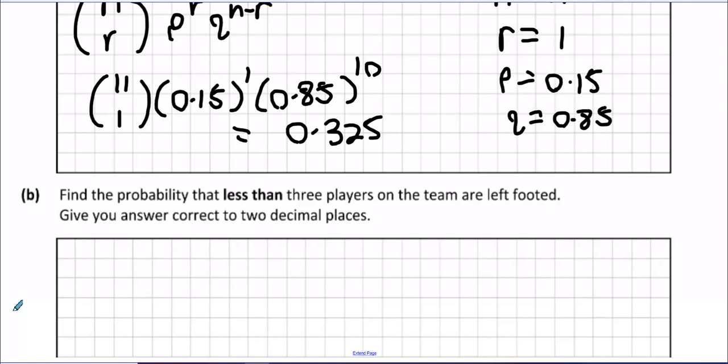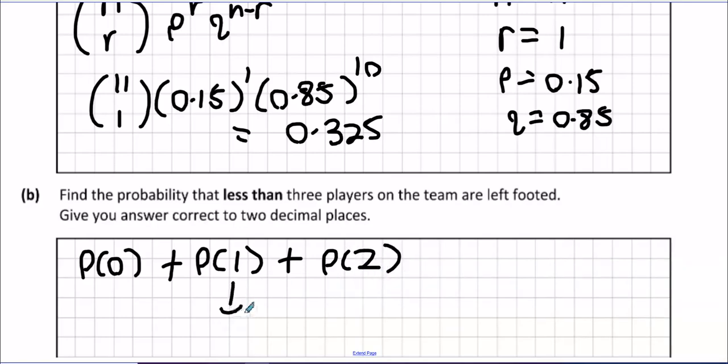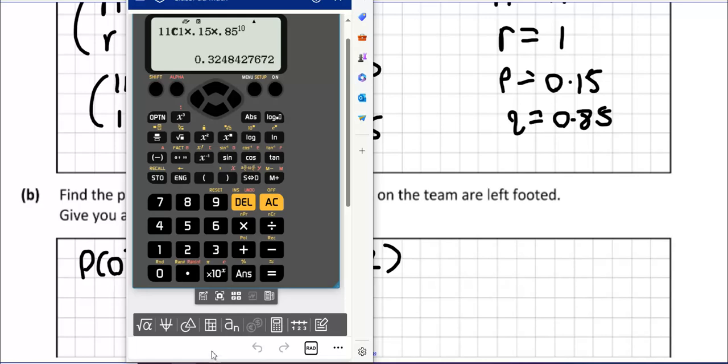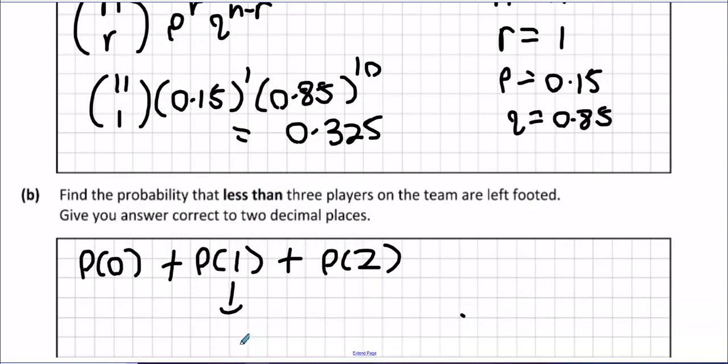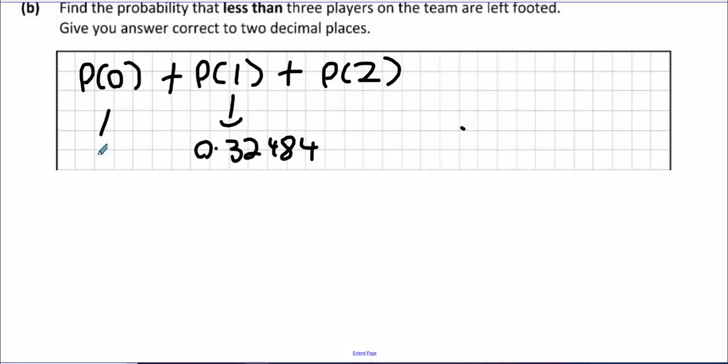Give your answer correct to two decimal places. So that's the probability of no left footers, the probability of one left footer, and the probability of two left footers. And you already know that the probability of one left footer is 0.32484. Now we're going to do the probability of no left footers.